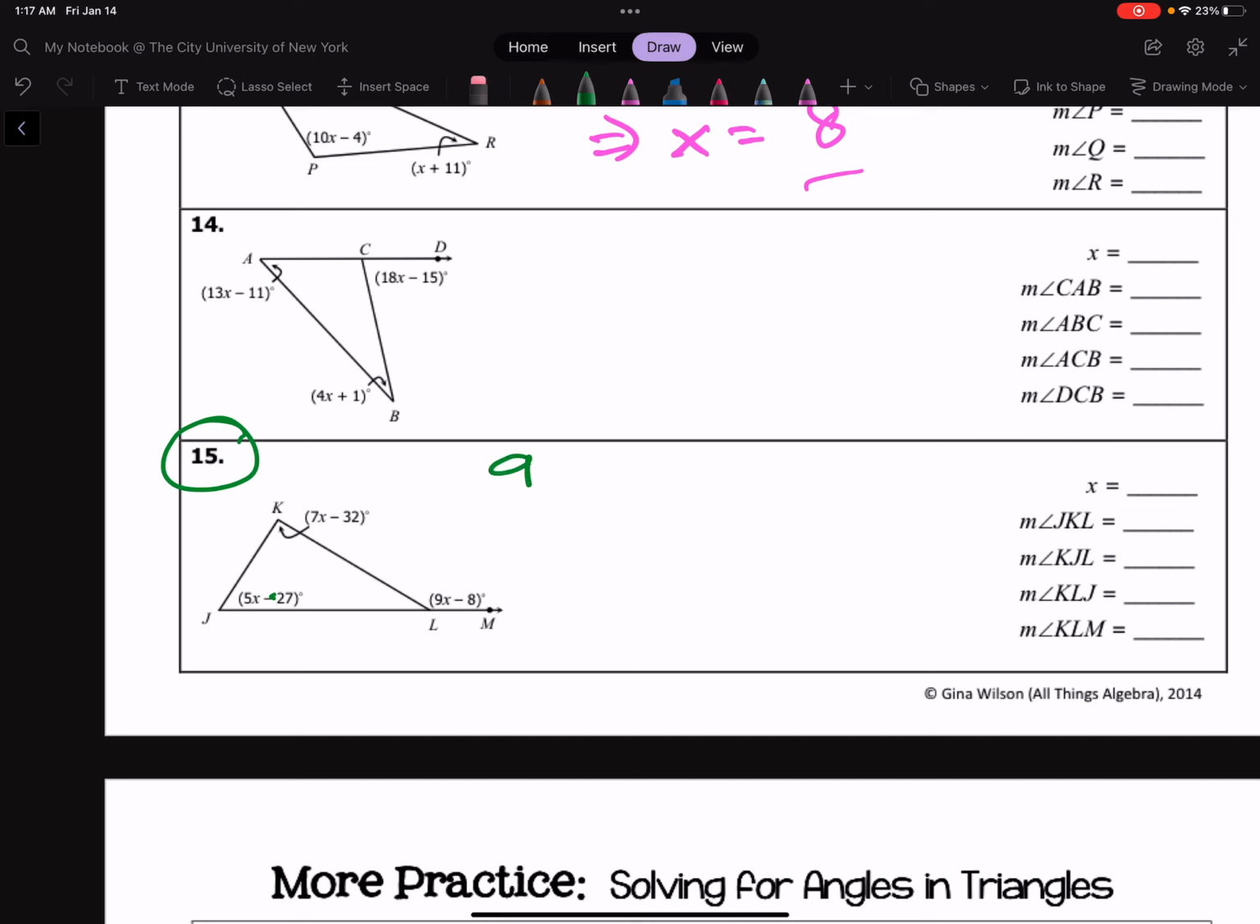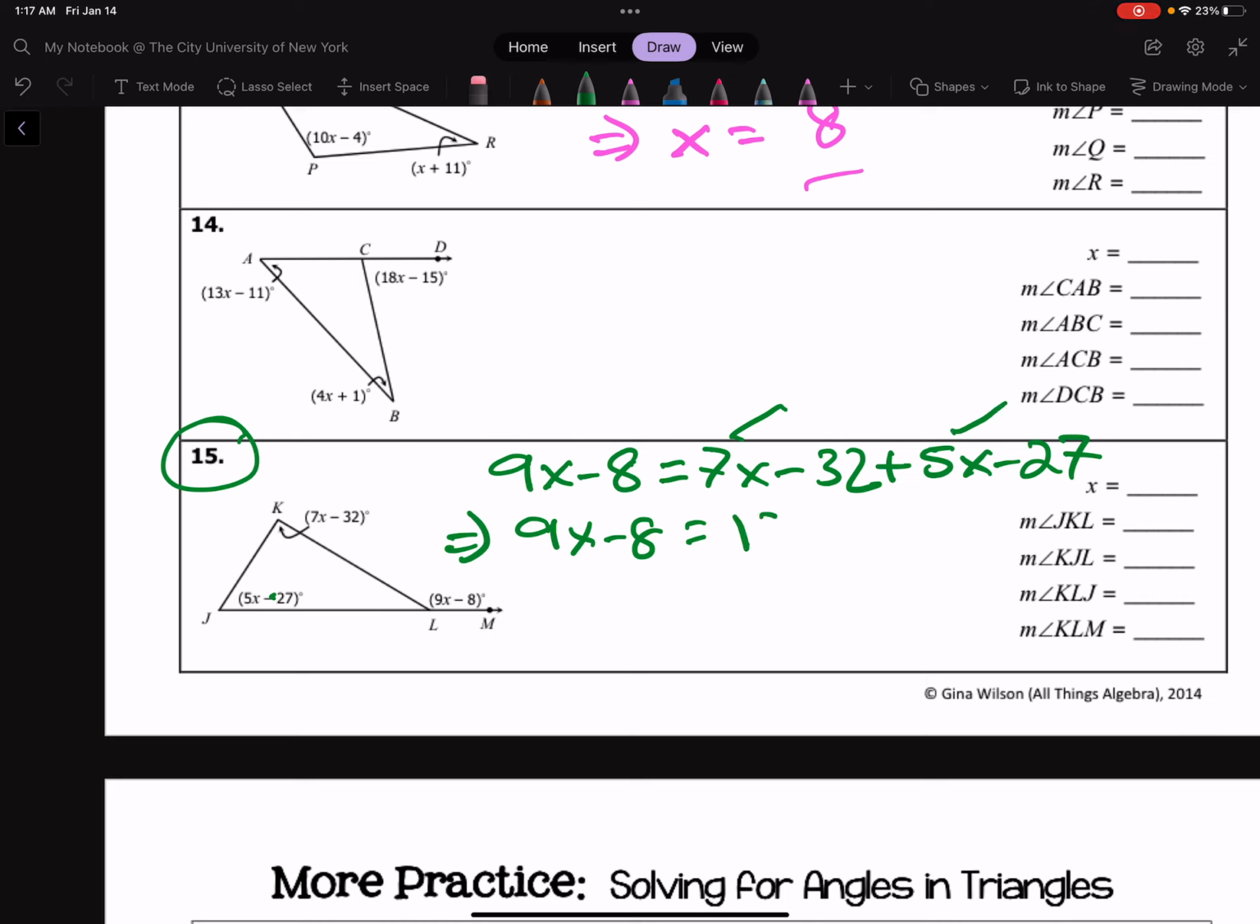So put on 9x minus 8 equals the sum of these two: 7x minus 32 and plus 5x minus 27. Okay, so now it's just a simple algebraic solution. So you continue. 9x minus 8 equals, let's simplify here, 12x, and negative 32 and 27 should give us negative 59.